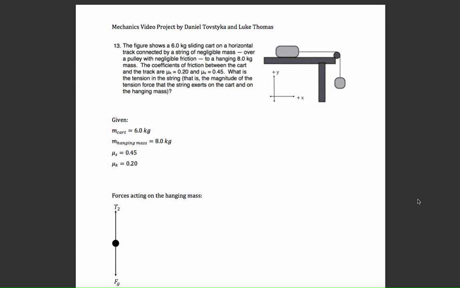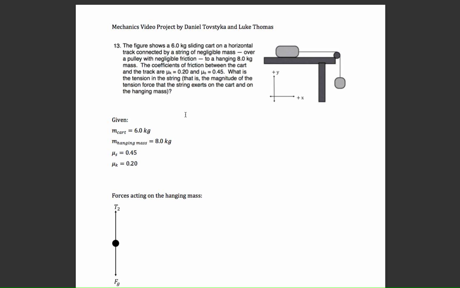We are solving problem number 13 for this video project. Before starting the problem, we made sure that we set up our coordinate system. We set up the positive direction of y to be going up, and the positive direction of x to be going to the right.